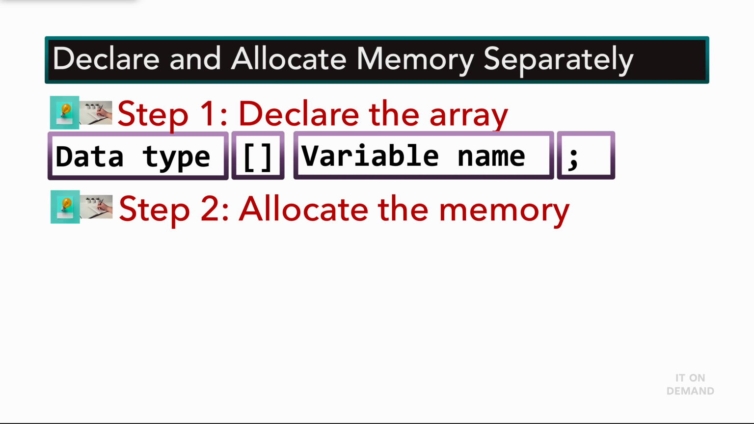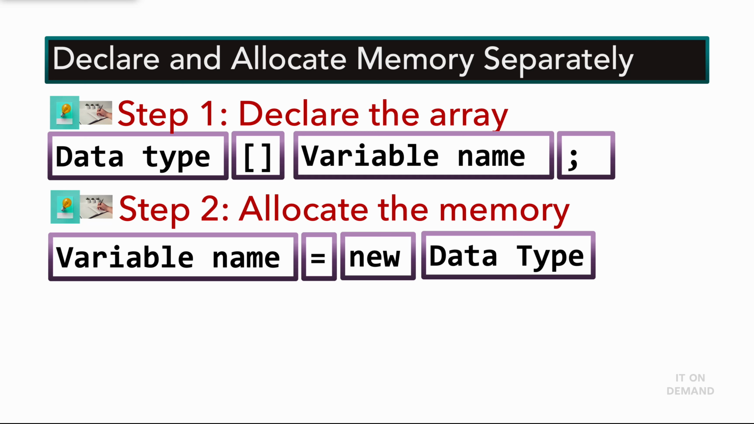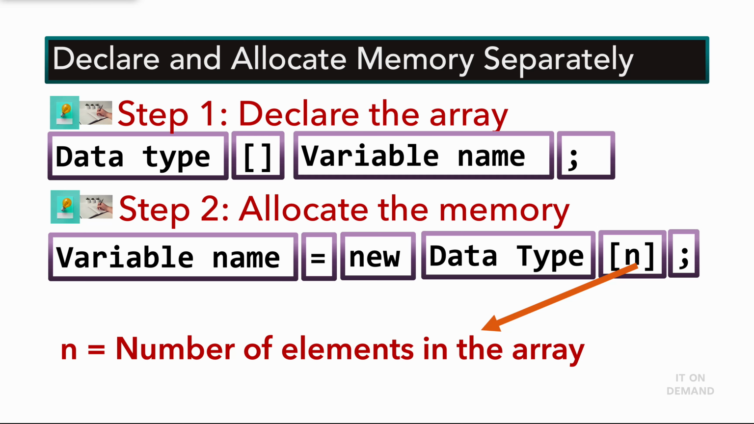For step two, you now allocate the memory. And the way to do this is, again, we just look at the variable name. So we say the variable name and then the assignment operator, and we say new and the data type. And we have the opening square bracket, and you have n in between the opening and the closing bracket, and you have the semicolon at the end. The n here represents the number of elements in the array.